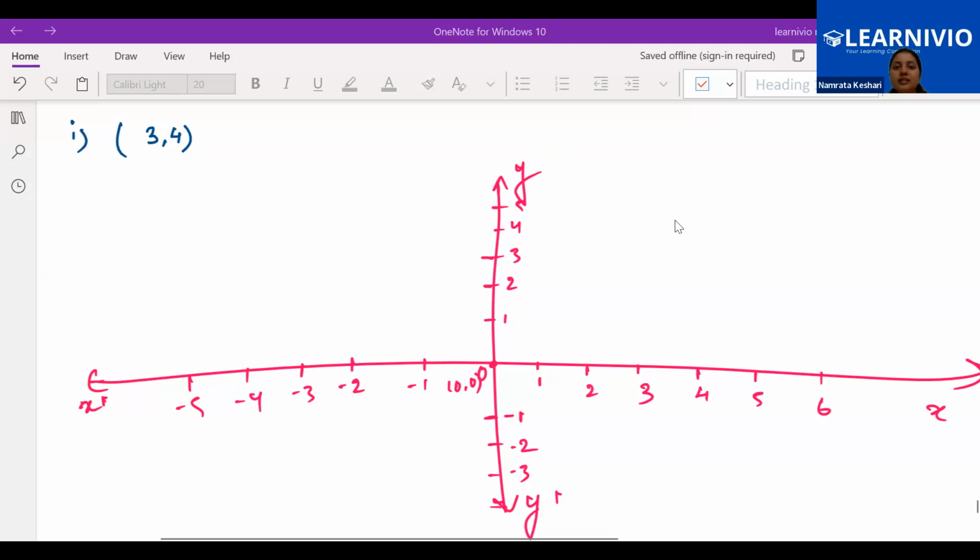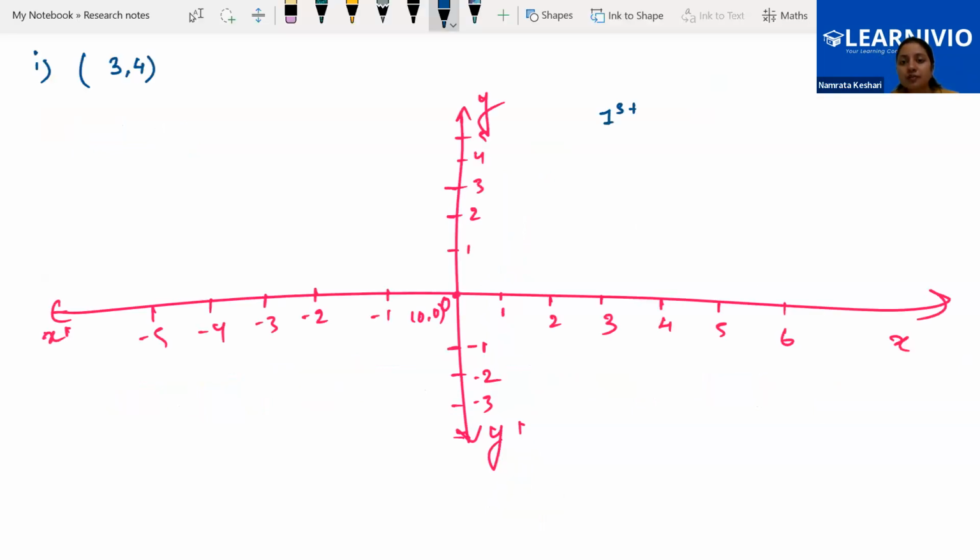Okay, I said that we have to locate a point (3, 4). We know the names of the quadrants. We know this one is called the first quadrant, this one is called the second quadrant, this one is called the third quadrant, and this one is called the fourth quadrant. Now, my question is, this point (3, 4) will lie in which quadrant? First, second, third, or fourth?